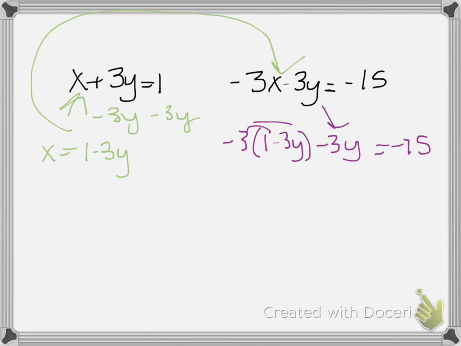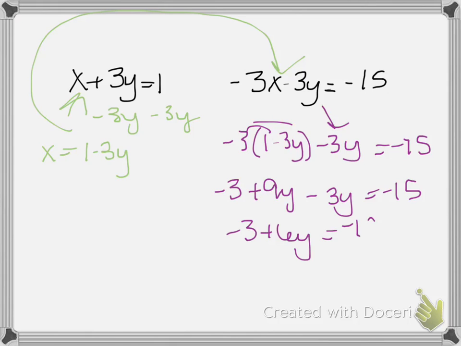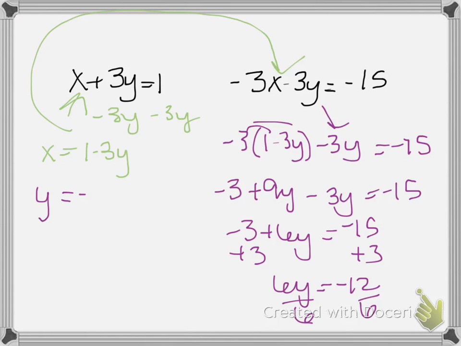Distribute. -3 times 1 is -3. -3 times -3y is 9y. We still have that minus 3y. So 9y minus 3y is 6y. Add 3. So 6y equals -12. Divide by 6. So we got y equals -2.